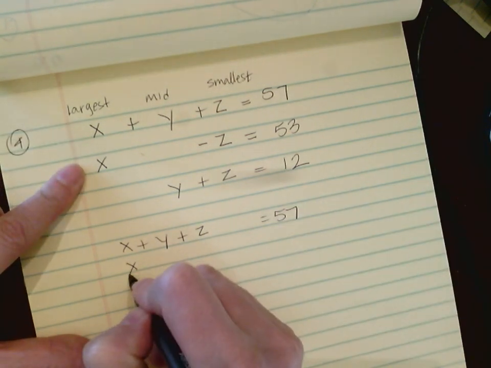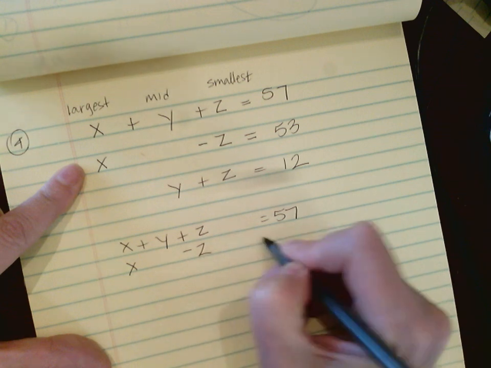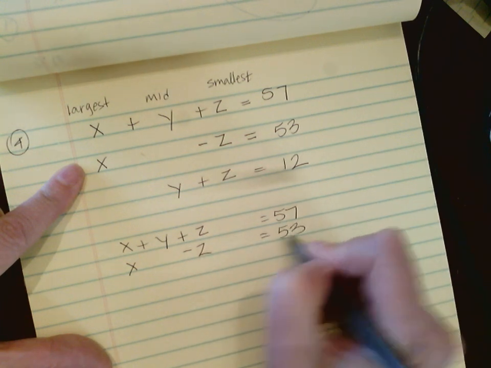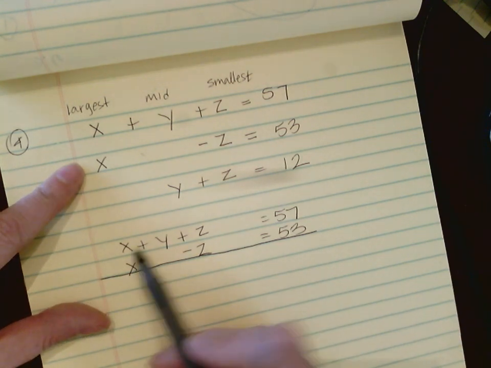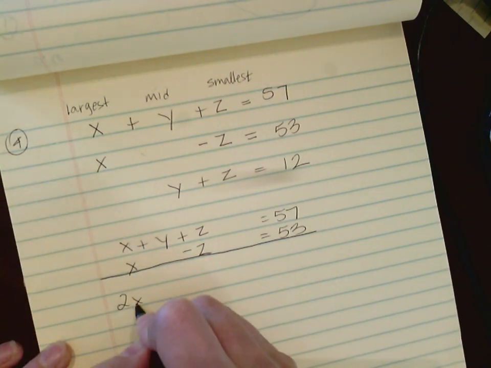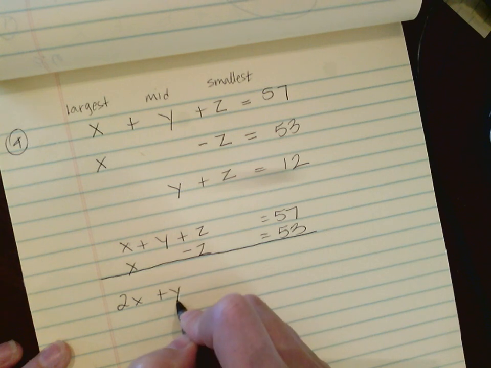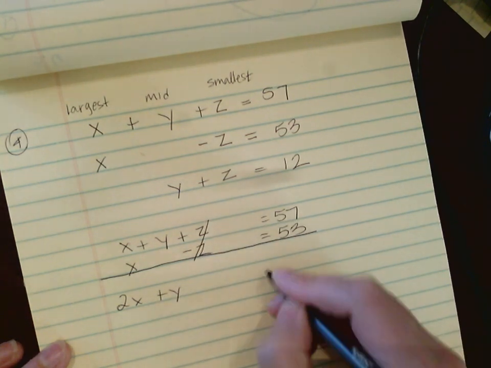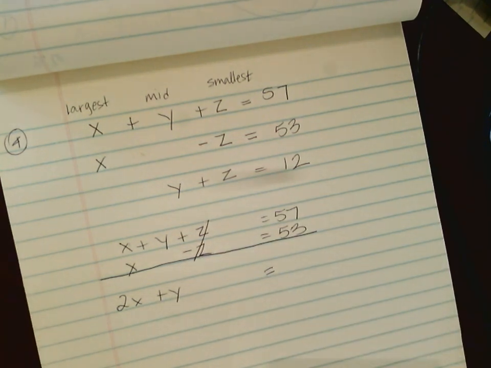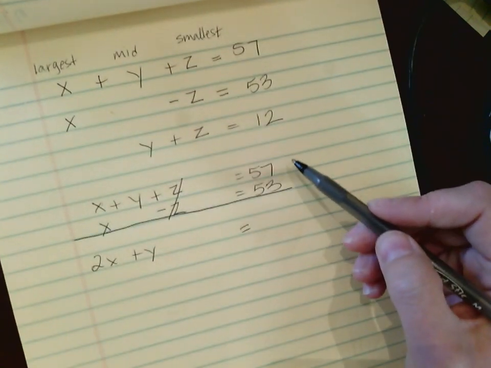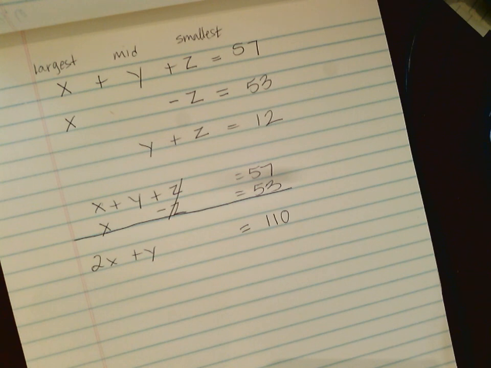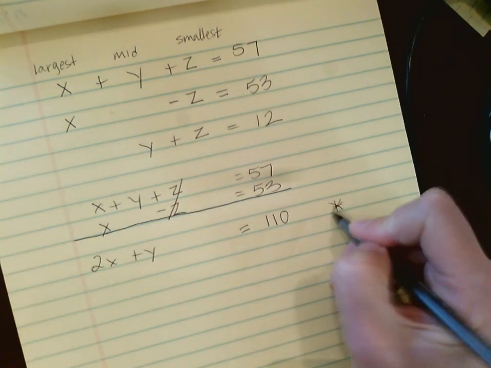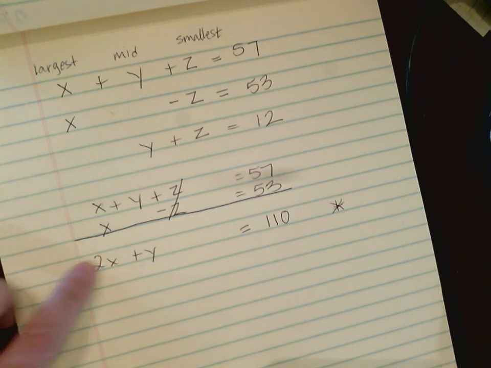So x minus z equals 53, because when I add these straight down, x plus x gives me 2x, y plus nothing is y, my z's eliminate, and then I add the 57 and 53 together, which gives me 110. Now, I also notice, again, I want to star this one because that's one of the ones I'm going to use since now it just has 2 variables.